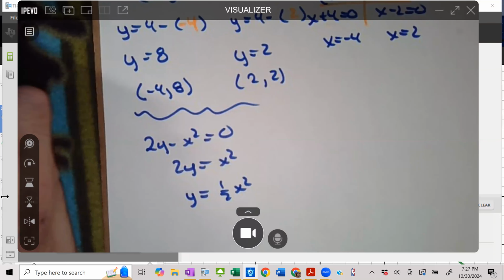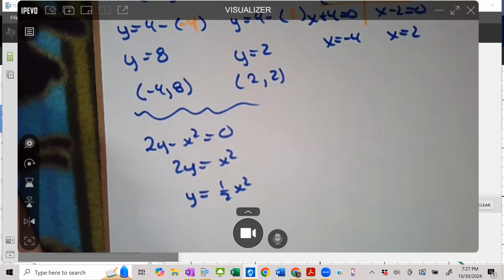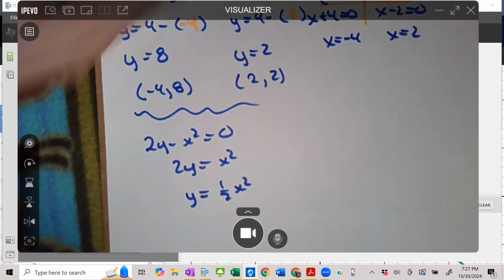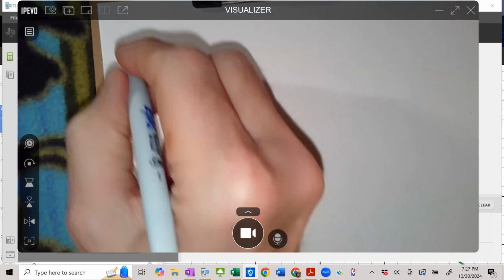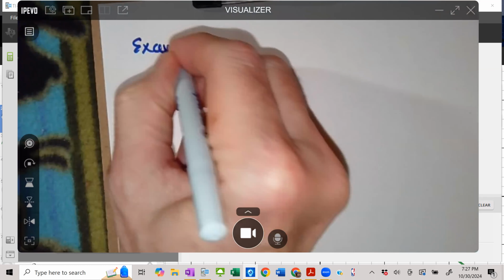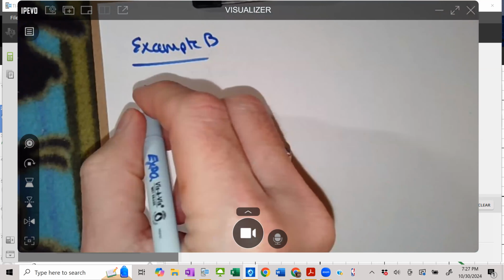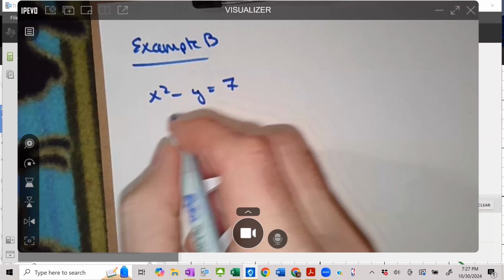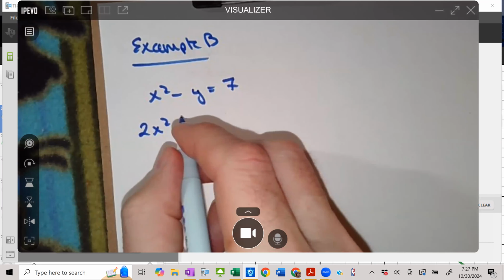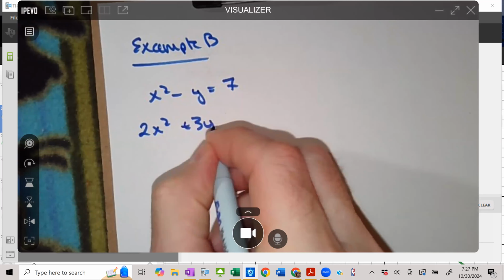Well, let's keep going. Let's try some more here. So the next example, we're going to deal with a couple parabolas. So let's see what's going on with that. So example B, x squared minus y equals 7, and 2x squared plus 3y equals 24.